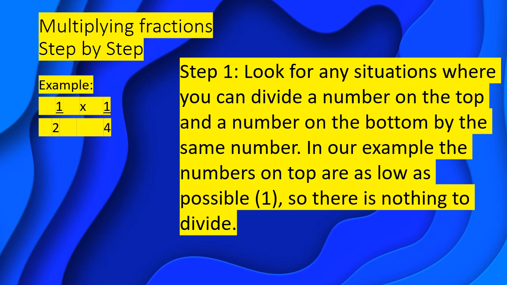So our example is 1 by 2 multiplied by 1 by 4. Step 1, you look for any situations where you can divide a number on the top and a number on the bottom by the same number. In our example, the numbers on the top are as low as possible. They are 1, so there's nothing to divide.